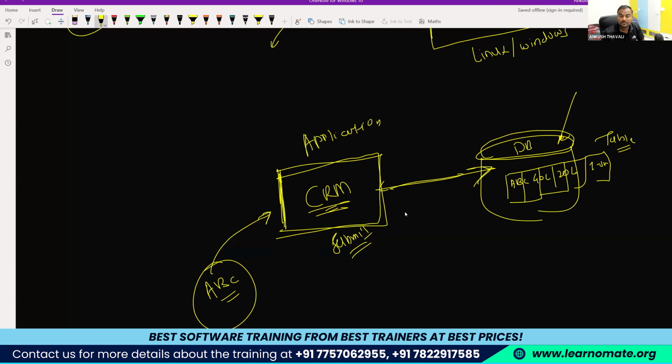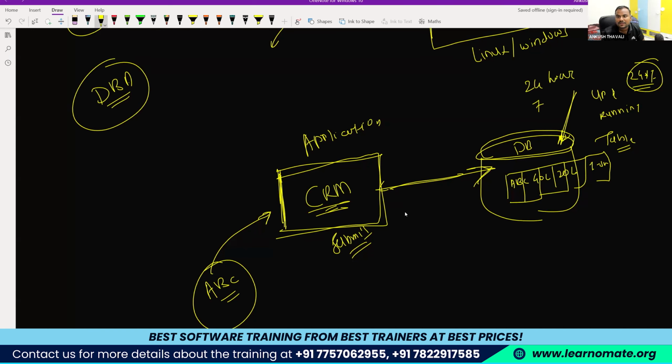Now why am I talking about all these things? What is my responsibility as a DBA? My responsibility as a DBA is to make sure that this database is up and running 24 across 7 also. What is meant by 24 across 7? It means it should be running in the morning, afternoon, night. 24 means 24 hours, 7 means 7 days.